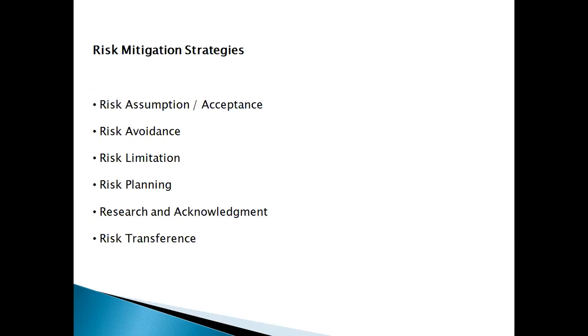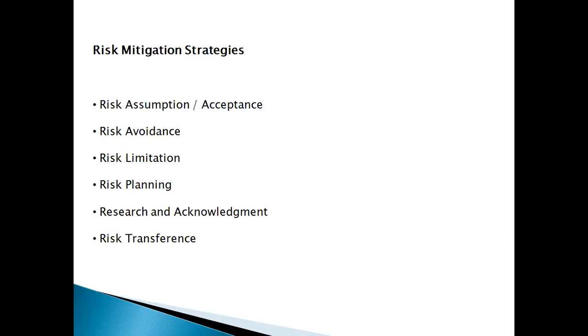Now comes risk mitigation strategies. Risk mitigation can be achieved through any of the given risk mitigation options. First one is risk assumption or acceptance: to accept the potential risk and continue operating the IT system or to implement controls to lower the risk to an acceptable level. Next is risk avoidance: to avoid the risk by eliminating the risk cause and consequences. For example, forgo certain functions of the system or shut down the system when risks are identified.